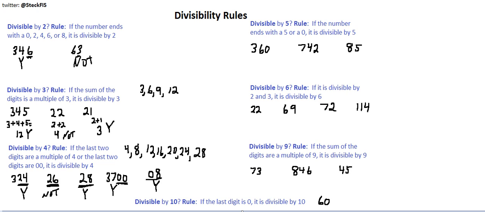Okay. Now here, this is one of the easier ones. Divisible by 5. Let's look at it. If the number ends with a 5 or a 0, it is divisible by 5. So let's look.